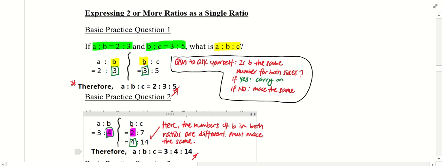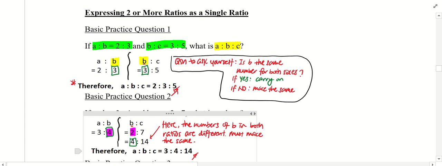Today we are gonna finish up on page 5 and 6 of the notes. The topic here is expressing two or more ratios as one single ratio. Let's look at the first example here.